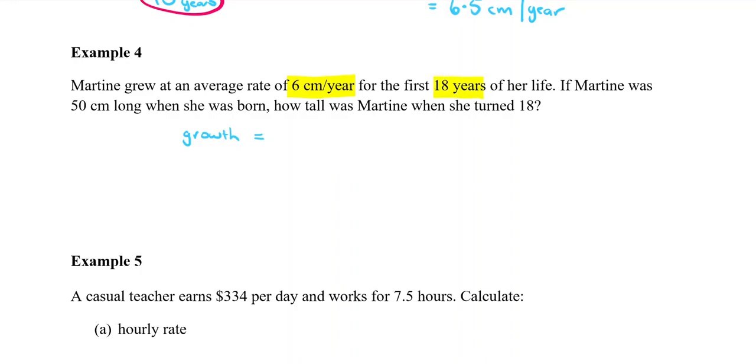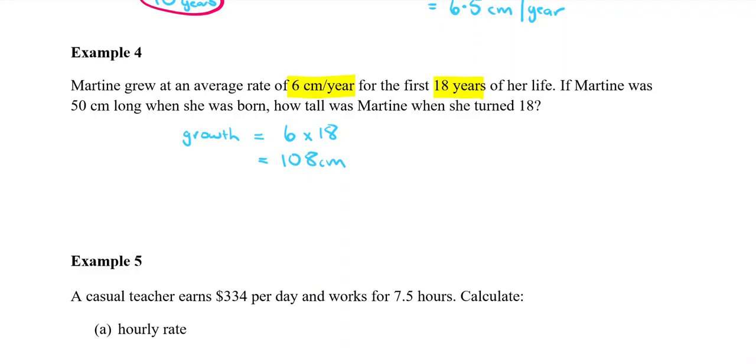Okay, so 6 centimeters per year means in 1 year she grows 6, in 2 years she'd go 2 lots of 6, but in 18 years, if I times that by 18, that means that she has grown 108 centimeters in those 18 years.